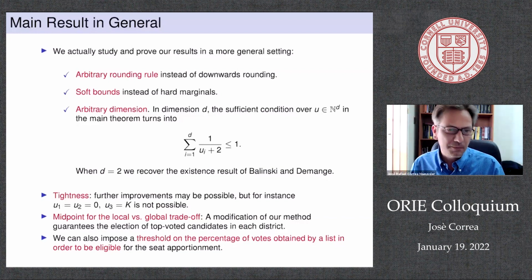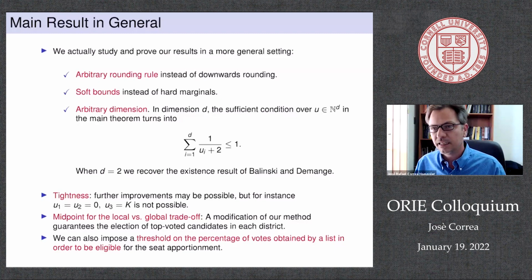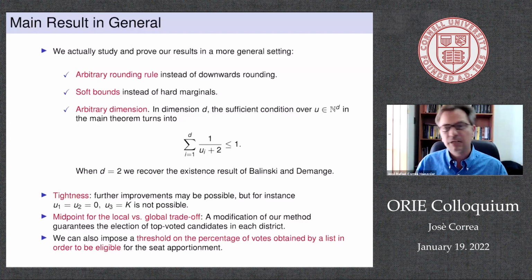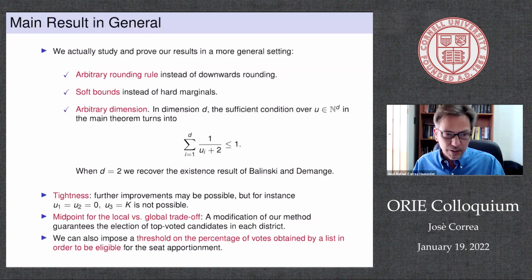We can use an arbitrary rounding rule. We can have soft bounds, for instance, if you want that each gender gets at least 40% of the seats, that's also possible to do. Arbitrary dimension, and for the condition, you just add the same quantities over the different dimensions.